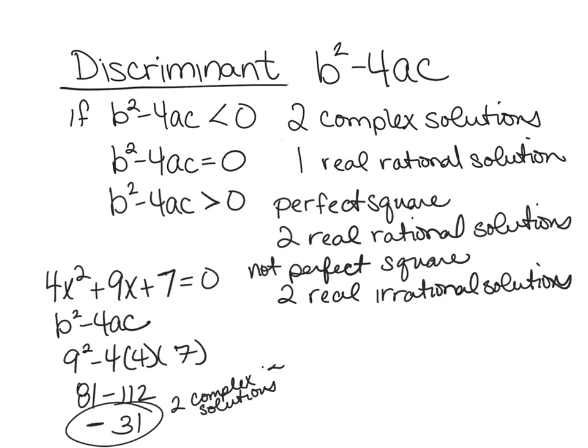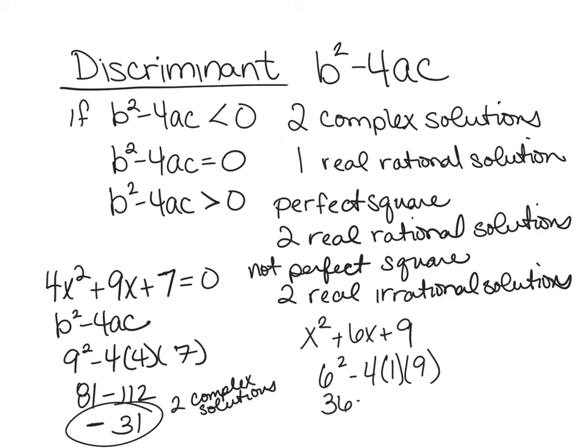Okay, let's do another one. Say x squared plus 6x plus 9. So we have 6 squared minus 4 times 1 times 9. That's 36 minus 36, which equals 0. So that's one real rational solution.